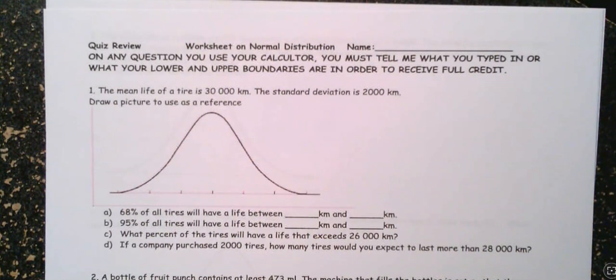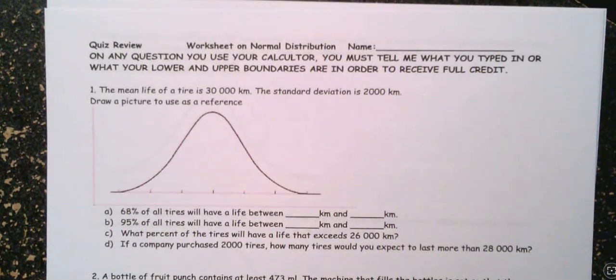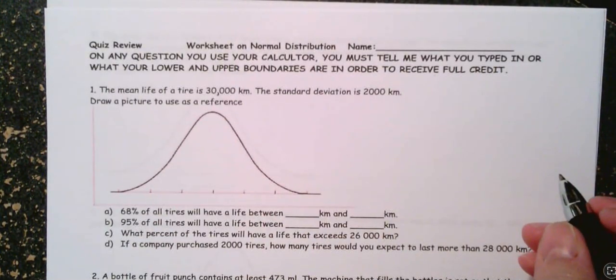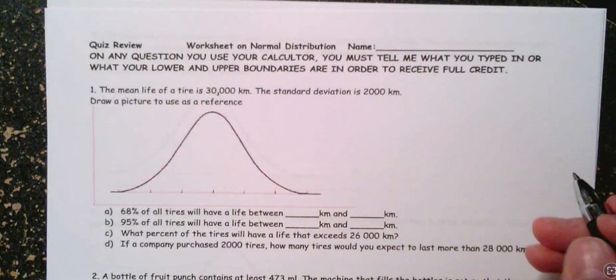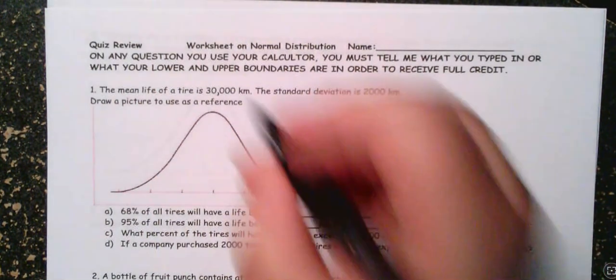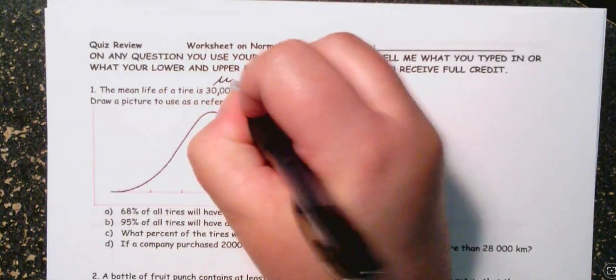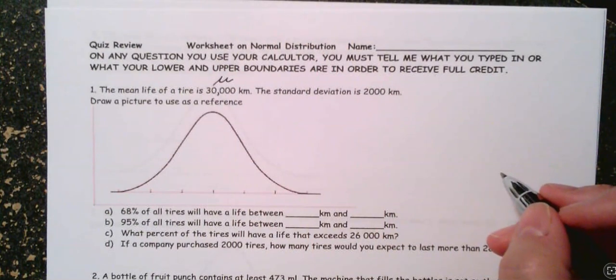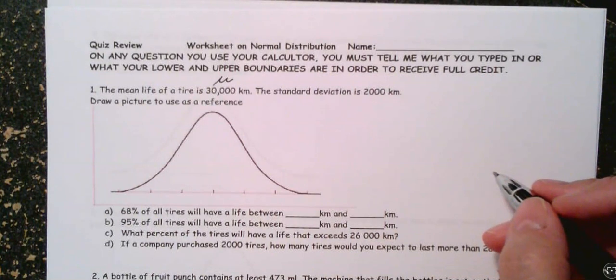It says the mean life of a tire is, and that should be 30,000 kilometers. The standard deviation is 2,000 kilometers. Draw a picture to use as a reference. Now, here's the first thing I probably would have done a little differently: I would have called this mu. We're not using X bar for this because we're not saying this is a sample of tires. This is assumed to be the data about all tires. So the mean life of a tire based on the life of all tires ever is mu.